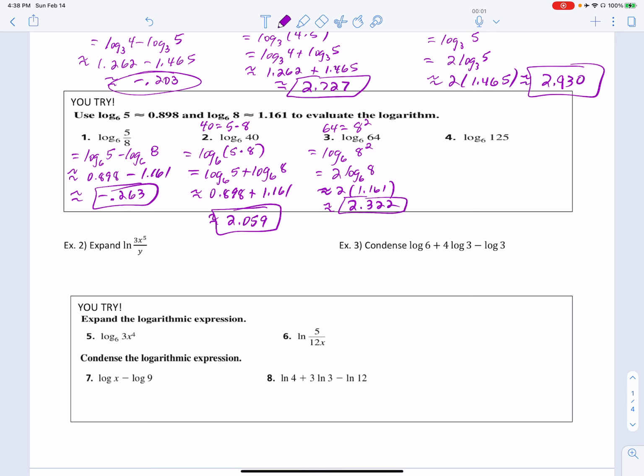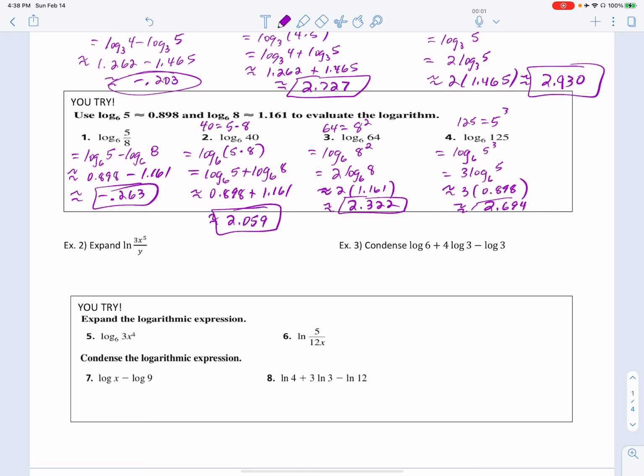And number 4, well, 125 is 5 cubed. So I can make this log base 6 of 5 cubed. And then I can bring the 3 out in front using that power property of logarithms. And then I can make the substitution. Log base 6 of 5 is 0.898, and times 3, that is approximately 2.694.